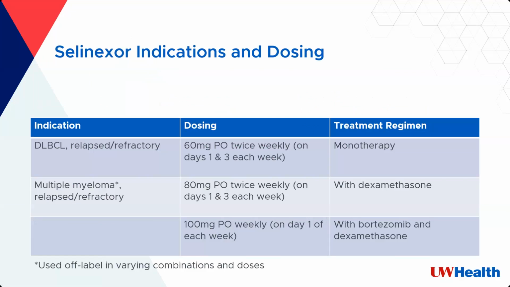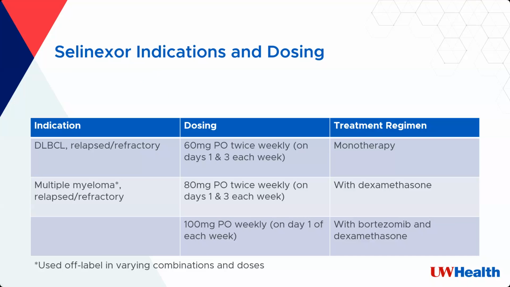Selinexor is FDA approved in the relapse refractory setting of both DLBCL and multiple myeloma. The dosing is something to be aware of. It's a medication that's taken once or twice weekly, so that's an important counseling point for patients. These are not daily medications, once or twice weekly. And then you may see them used as monotherapy or in conjunction with other therapies, especially in the myeloma setting.